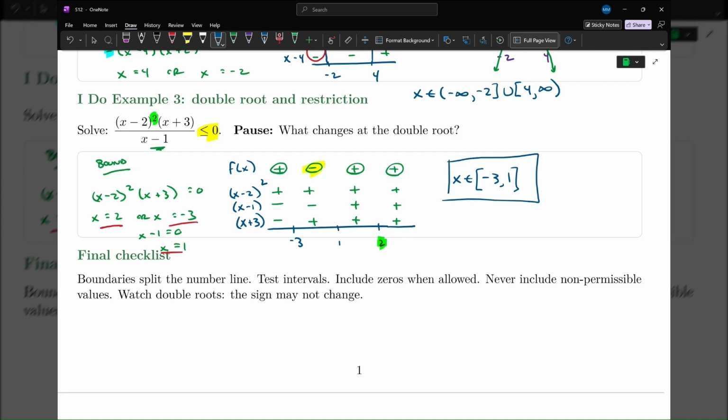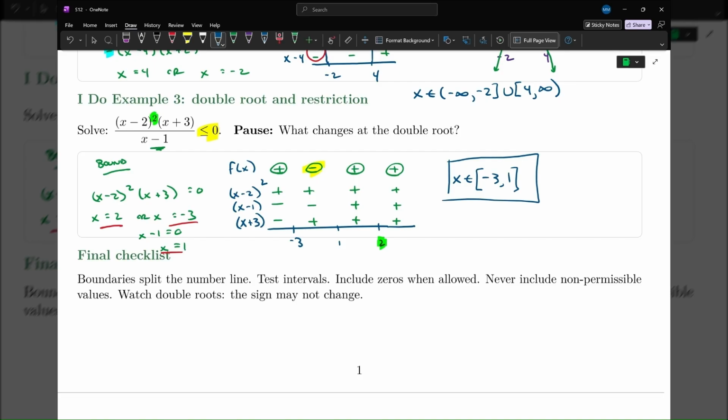So again, don't worry too much about this right now, but it is showing that it's not always going to be draw the quadratic one way or the other and move on with your life. And that's it. Final checklist there. Just remember: boundaries split the number line, test a number in the interval, or sketch it if you can, include zeros if it's an inclusive inequality, or exclude them if it's a strict inequality. Don't include non-permissible values, and then watch the double roots.